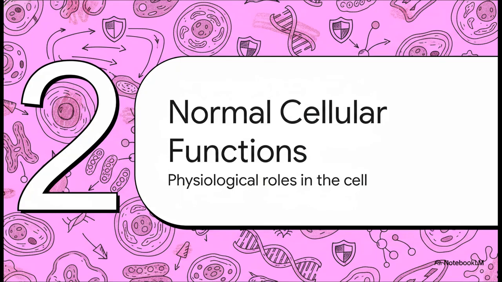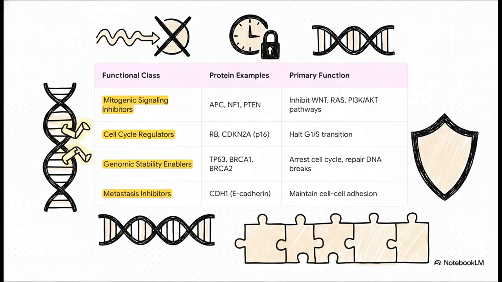Let's move on to the normal cellular functions of these genes. What exactly are their physiological roles? We can group these proteins into functional classes. Some, like APC and PTEN, are inhibitors of mitogenic signaling pathways. Others, such as RB and P16, are direct regulators of the cell cycle, imposing critical checkpoints. A third class, including TP53 and the BRCA proteins, maintain genomic stability by responding to DNA damage. And finally, some, like E-cadherin, maintain cell-cell adhesion.